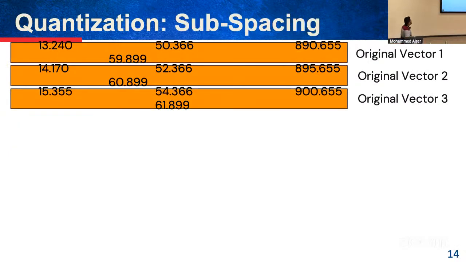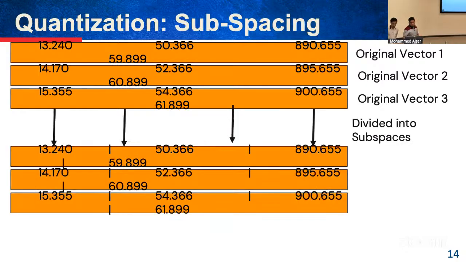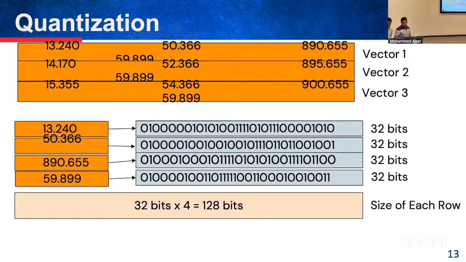Okay, sorry. So for example, we have 3 vectors: vector 1, vector 2, and vector 3. If we calculate the binary representation of each number, this is the 32-bit binary for each floating point number. So for each vector we need 32 bits times 4, which is 128 bits for each row. So definitely we don't want to use this much storage to store these vectors.